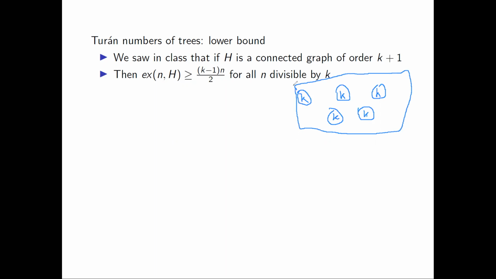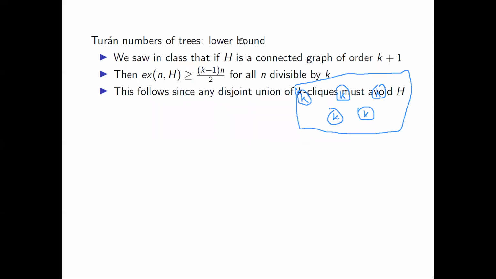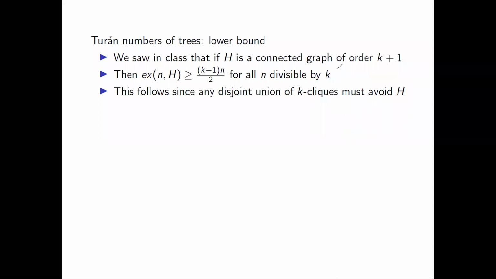It is H-free. And if we multiply n divided by k times k choose 2, then we get exactly what we see on the right side of that bound, the k minus 1 times n over 2. So that picture we just saw was a disjoint union of k cliques.